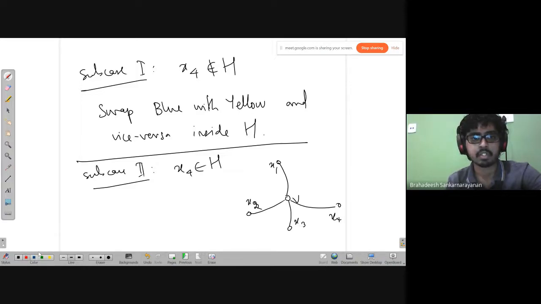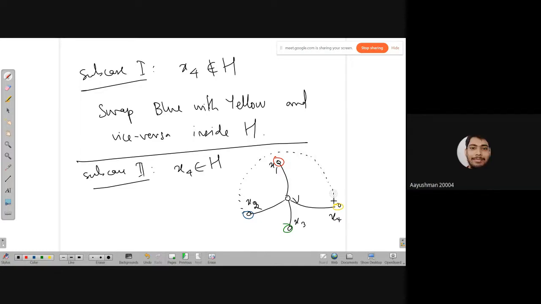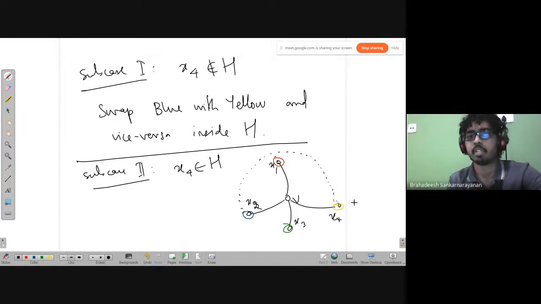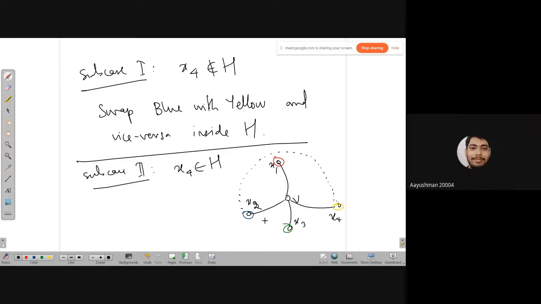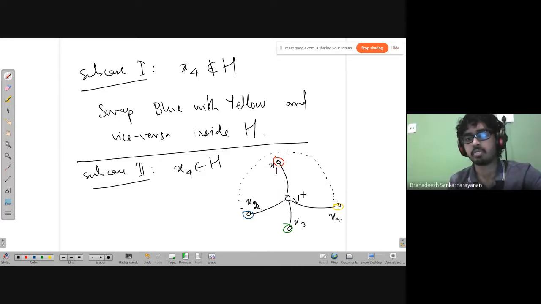Where are we? This was red, this was green, this was blue, this was yellow, and there was, we claim, under the hypothesis, some Kempe chain from X2 to X4. So now I'm saying, okay, this is no good. This Kempe chain we have between X2 and X4 makes it no good.